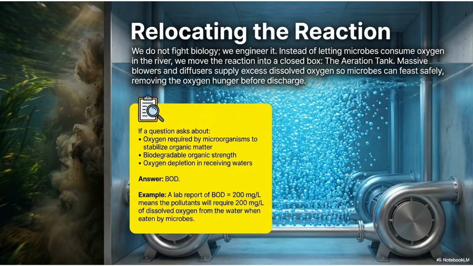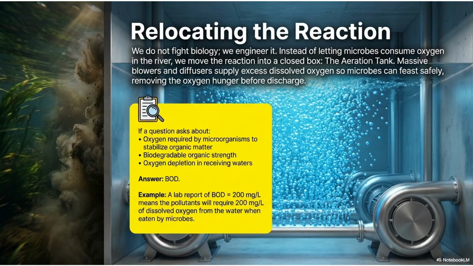And what are we removing in that tank? BOD. We are allowing microbes to consume the oxygen-demanding pollutants inside the plant, so they don't demand oxygen later in the receiving river. That is the primary role of the aeration tank regarding BOD. Remove the oxygen hunger before discharging to the receiving river.